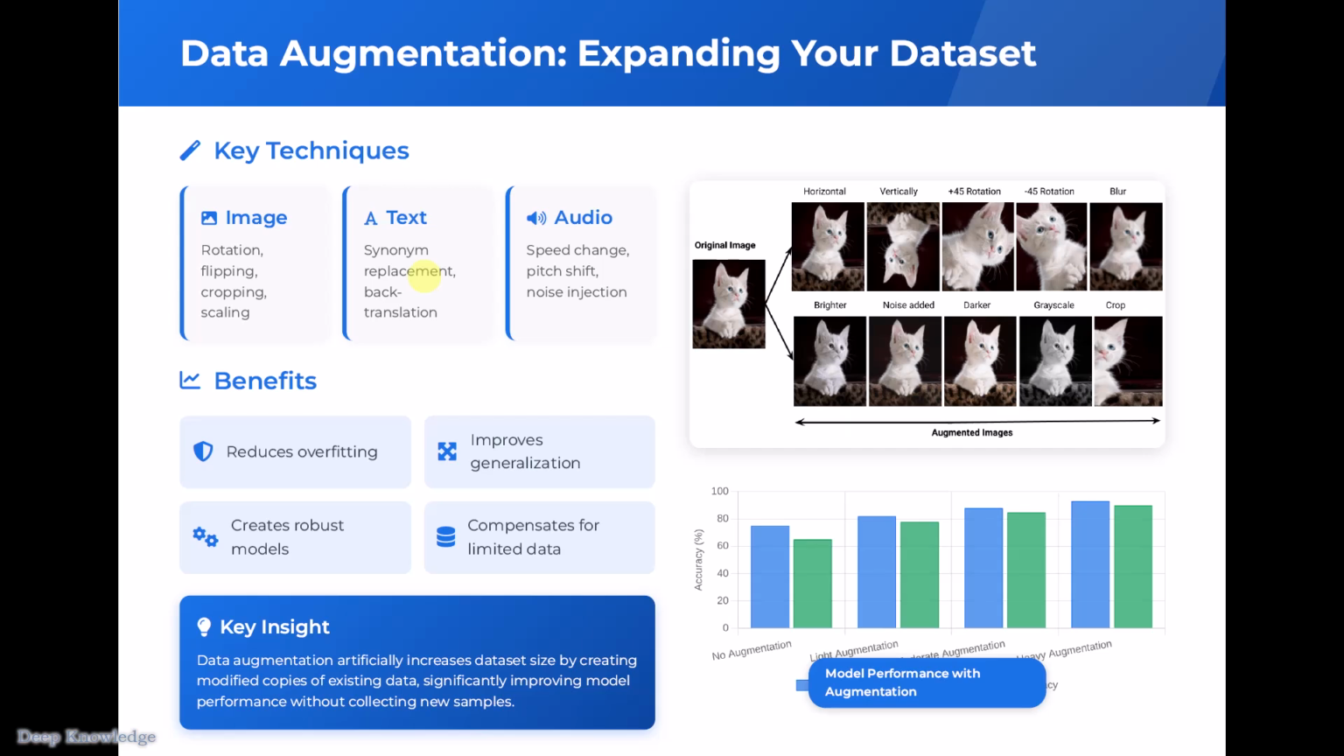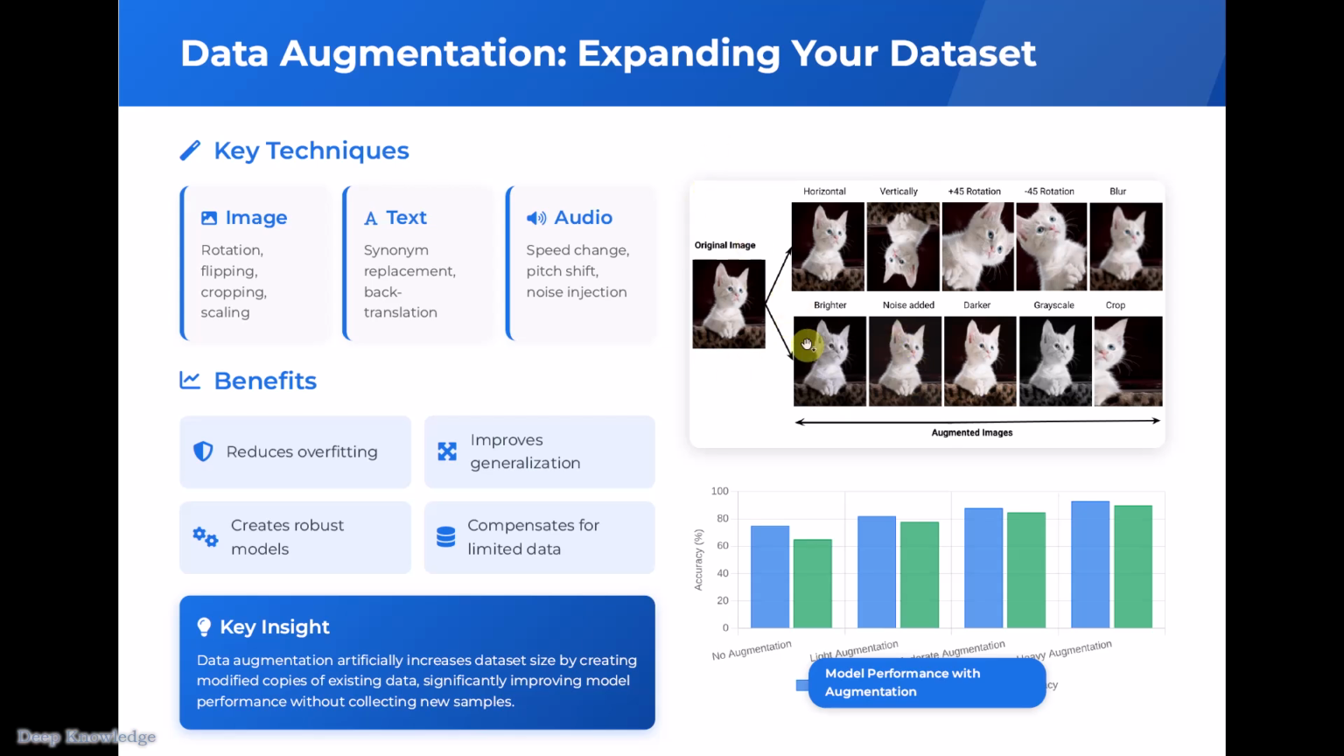This slide is showing you some examples. For images, if you have a small data set, you can rotate, flip, crop, and scale the images. In this case, you will have a big data set. For text, you can use synonym replacement and back translation. For audio, you can use speed change, pitch shift, and noise injection.